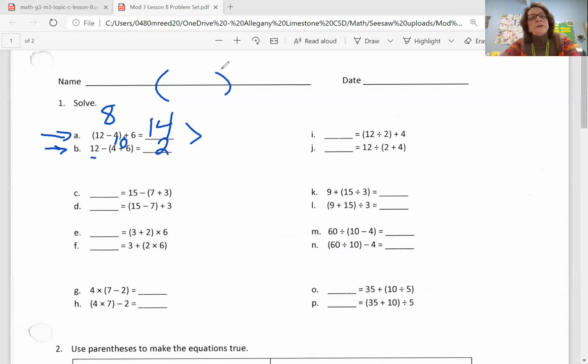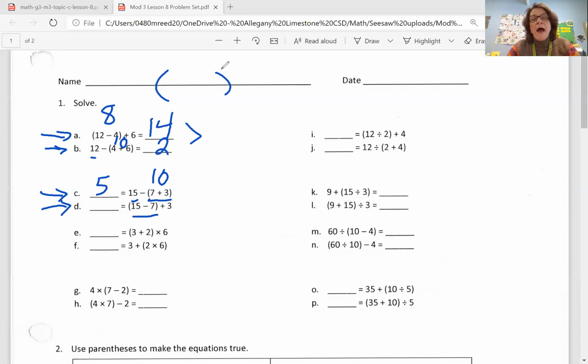Okay, let's go on to C and D. So we're on these ones right now. C says blank equals 15 minus 7 plus 3. We have the exact same numbers in the second equation, just the parentheses have been moved. So if I look at the first one, the parentheses are around the 7 plus 3. I'm going to do that first. That's easy, that's a quick 10. 7 plus 3 is 10. And now I'm going to take my 15 minus 10, and I'm going to get 5. So when the parentheses are around the 7 plus 3, my answer is 5. Now in the second number sentence, my parentheses are around the 15 minus 7.